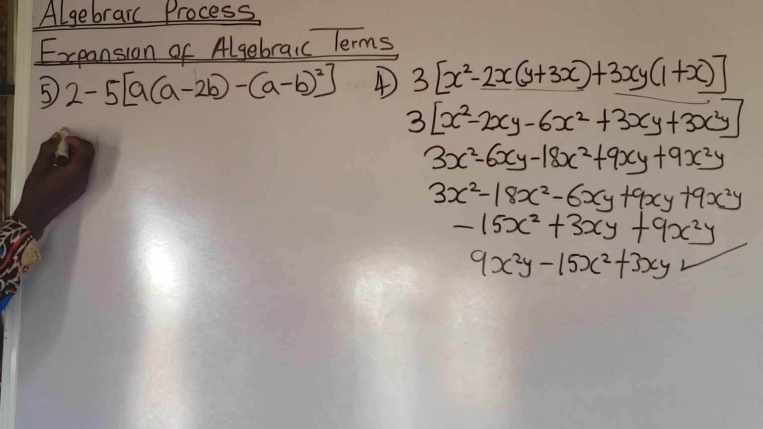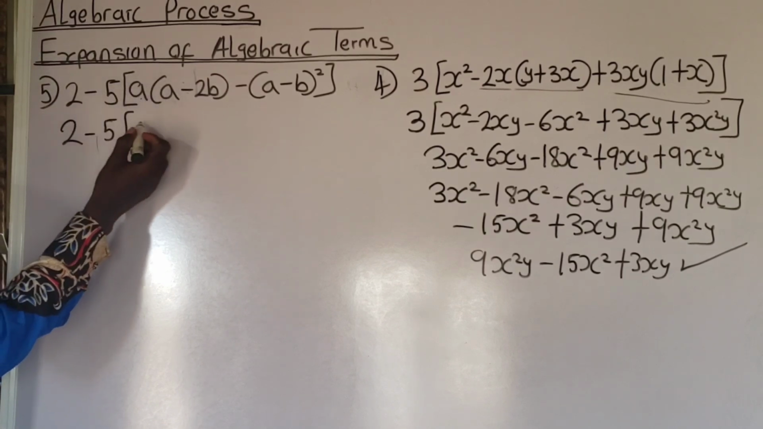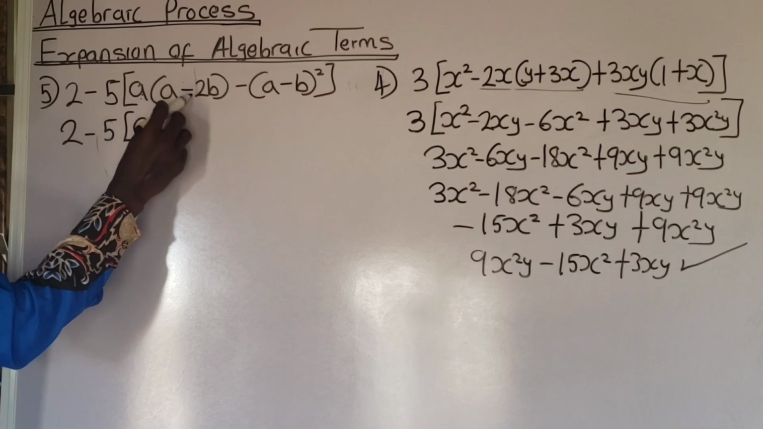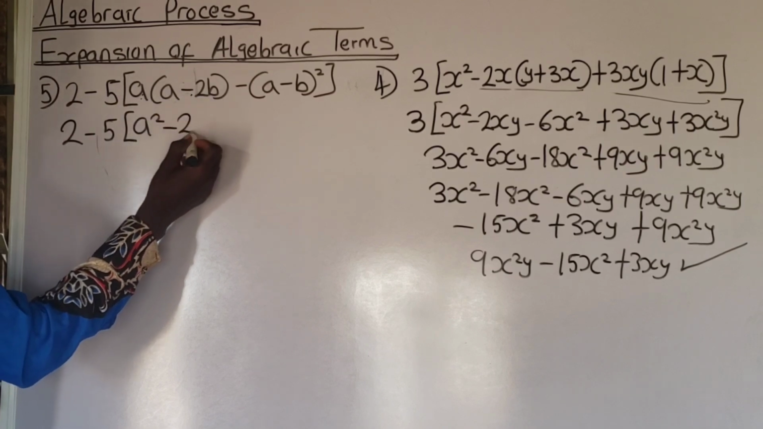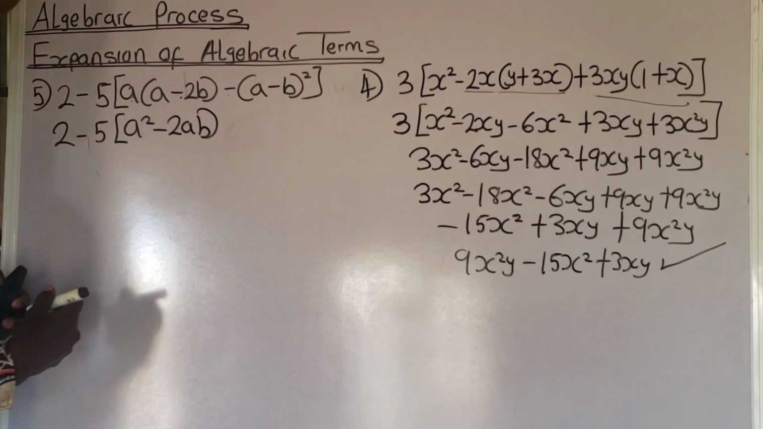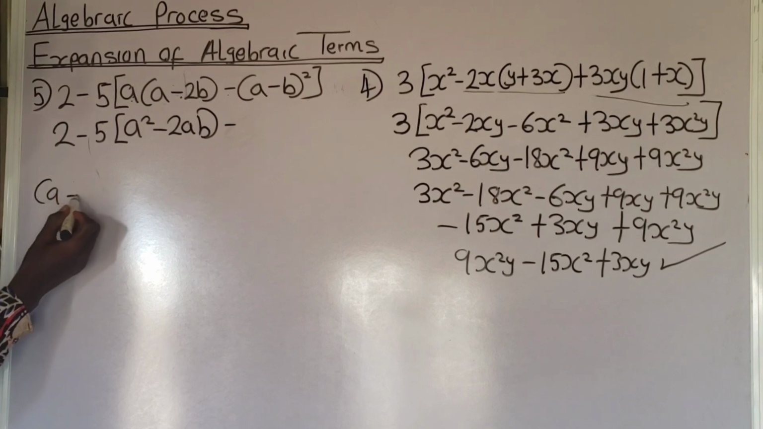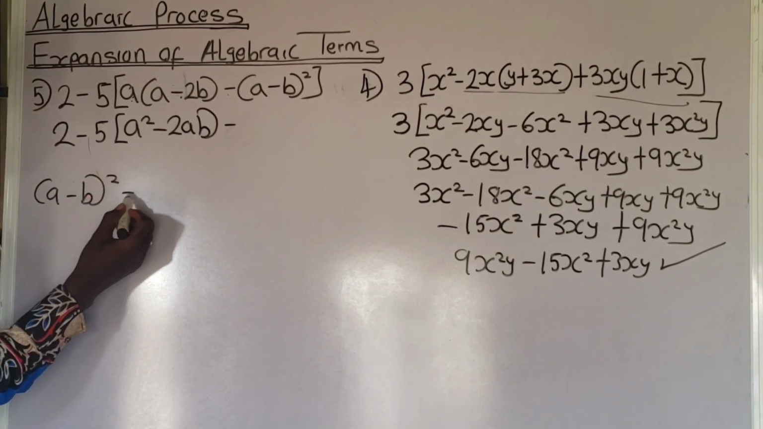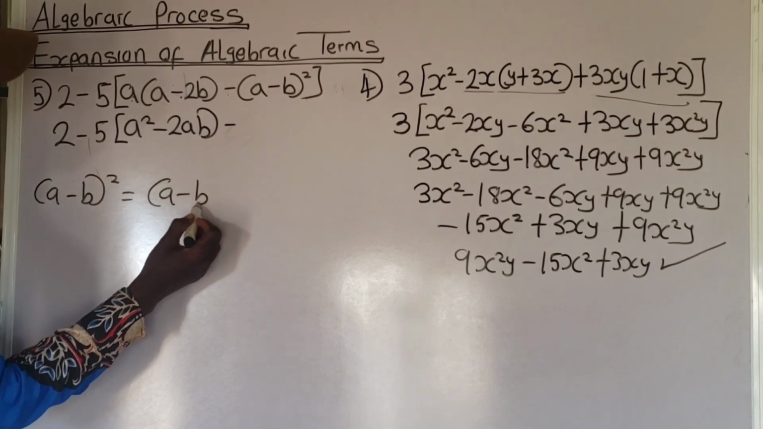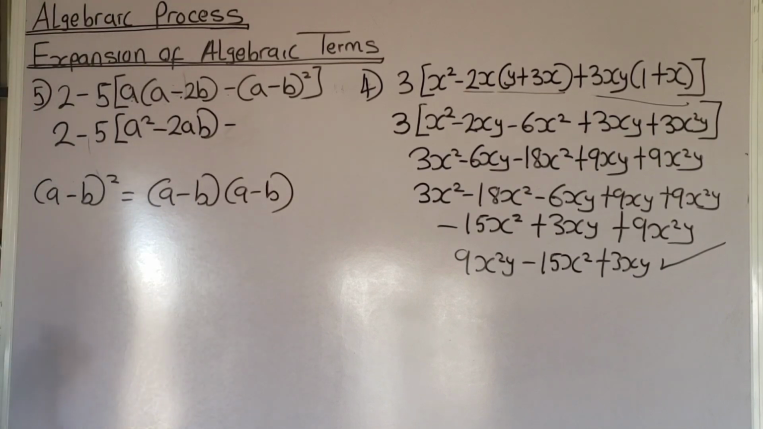So for this, I'm going to have 2 minus 5. A multiplied by a, that is a squared. A multiplied by negative 2b, that will be what? Negative 2ab. Now, I want you to pay attention. Let's deal with the second bracket. If we have a minus b squared, this is also the same thing as a minus b, a minus b. Do you understand?